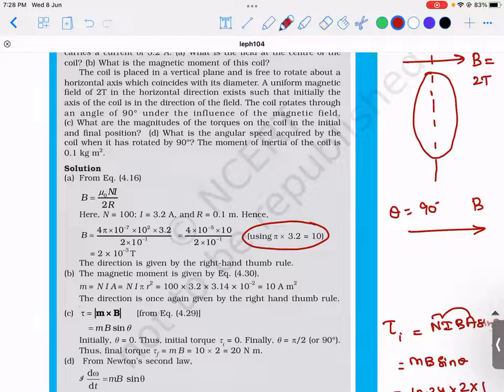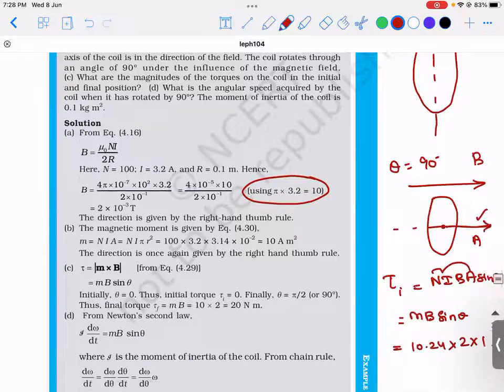Sorry. Actually, the coil is like this, and its axis is like this. There are two things here. I read the question wrongly. It is rotating about an instantaneous axis that is through the diameter, but the natural axis is horizontal. Initially, this will be the direction of the areal vector. Since the areal vector is making an angle 0 degrees with respect to the magnetic field, the initial torque will be 0.